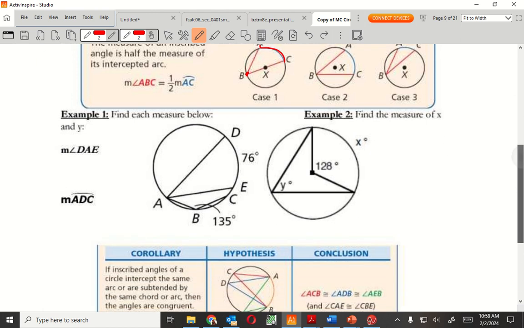Now looking at this one right here, we have two examples. Find the measure of x and y. Okay, watch this. This arc from here to here is how much? 76, right? I know this is not super crazy. It's not a trick question.